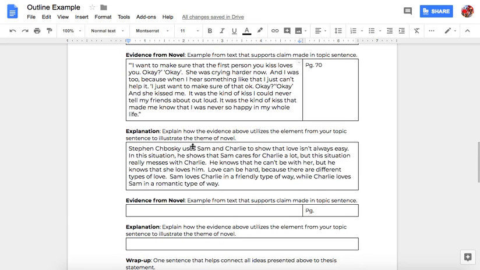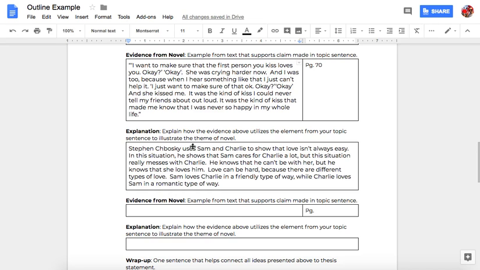So I want to make sure that the first person you kiss loves you, okay? She was crying harder now, and I was too, because when I hear something like that, I just can't help it. I just want to make sure of that, okay? Okay? Okay. And she kissed me. And it was the kind of kiss I could never tell my friends about out loud. It was the kind of kiss that made me know that I was never so happy in my whole life.